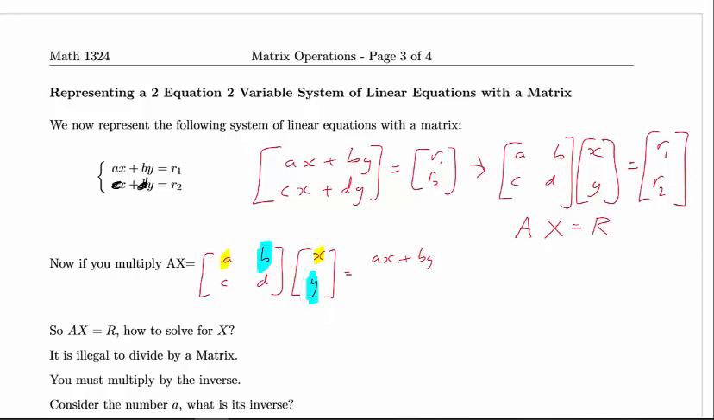And then when you do the other one, right, when you're over here, this guy is going to here. So you have, and again, yellow to yellow, blue to blue. So we have CX plus DY. Good, and so of course this equals the resultant matrix, which are those two guys there, right? AX plus BY equals R1, CX plus DY equals R2.